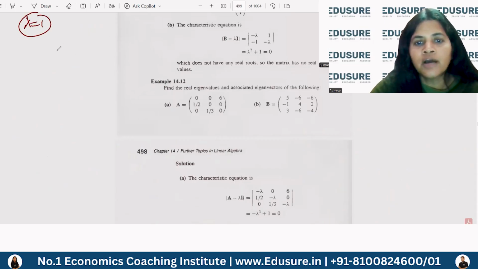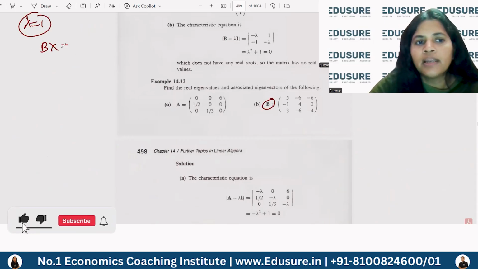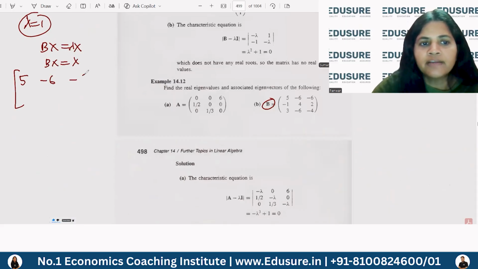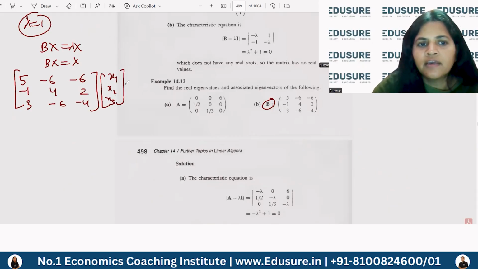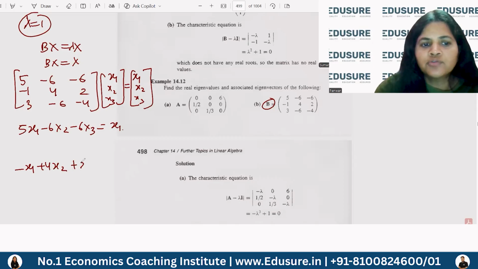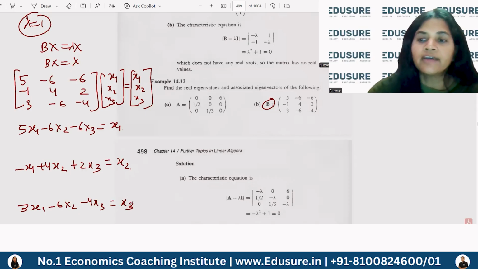So for lambda equals 1, I want Bx to be lambda x. So I want Bx to be x basically. So I want the matrix 5, minus 6, minus 6; minus 1, 4, 2; 3, minus 6, minus 4 times x1, x2, x3 to equal x1, x2, x3. So I want 5x1 minus 6x2 minus 6x3 is equal to x1. Then I want minus x1 plus 4x2 plus 2x3 is equal to x2. Then I want 3x1 minus 6x2 minus 4x3 is equal to x3.